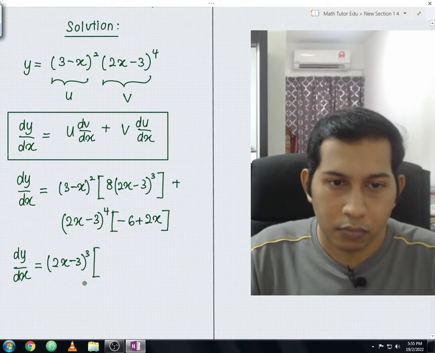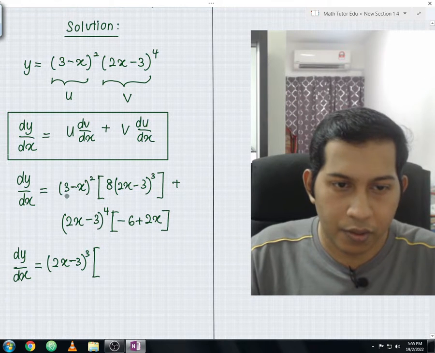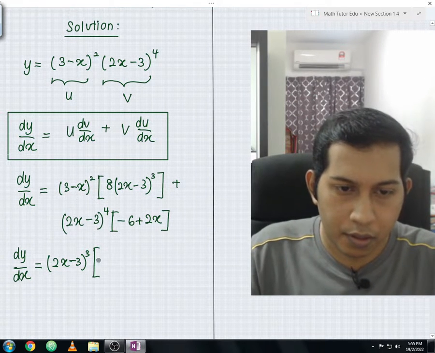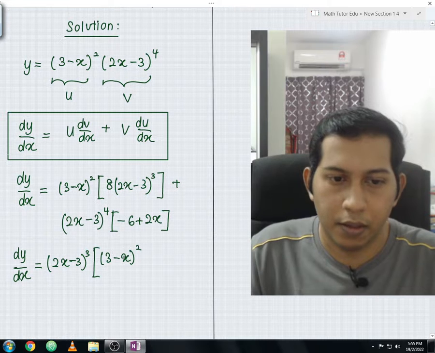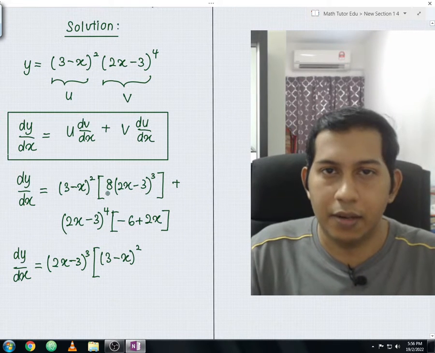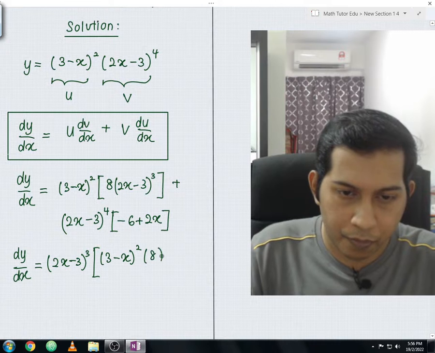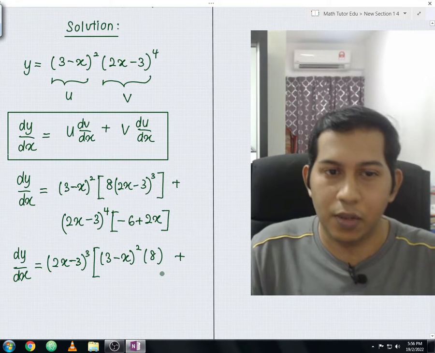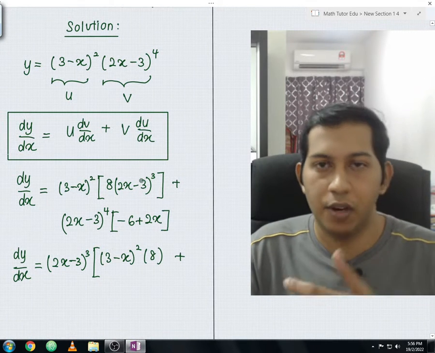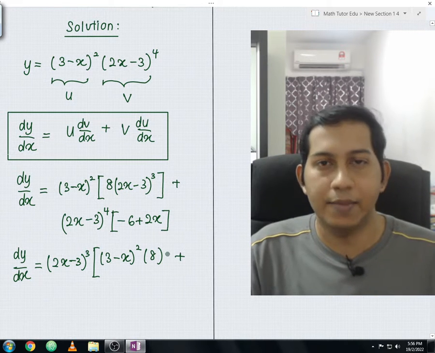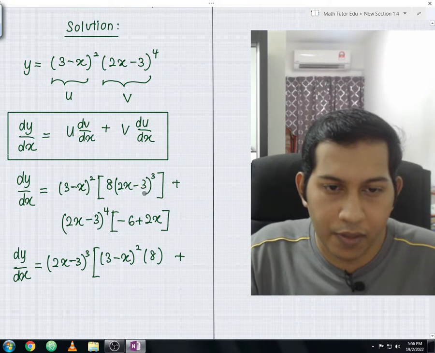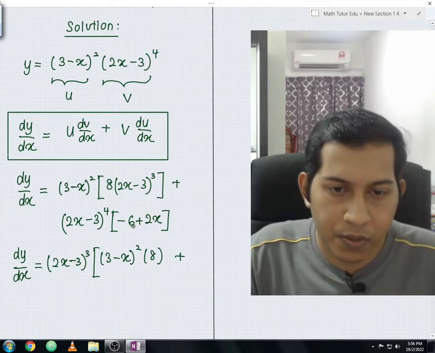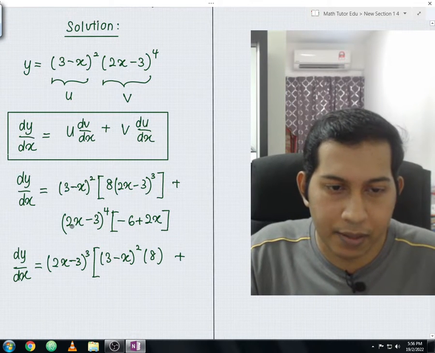Okay, so from here, 3 minus x square, you times with 8 in this case. So plus with, because 2x minus 3 cube we have already factored out, so technically it is 1, so 8 times with 1, so it is 8. Please don't get confused, guys. We have already solved the first part, so let us proceed to the second part of the product rule.